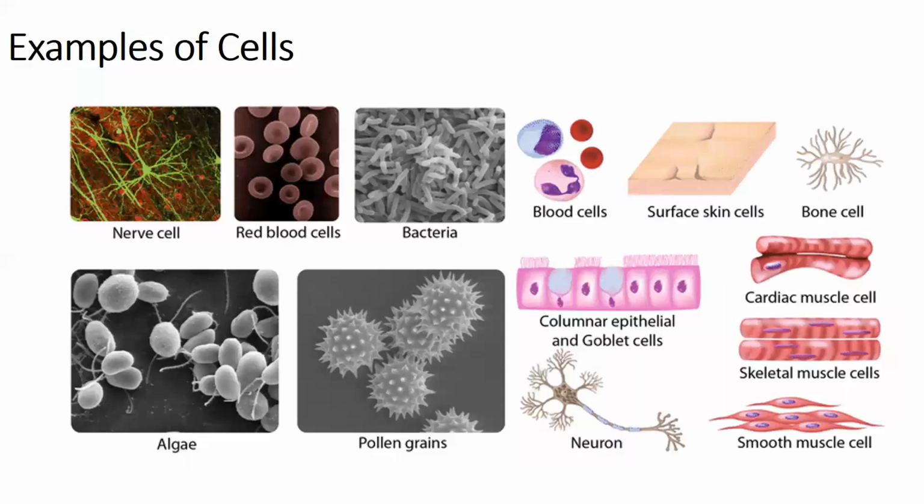So there are several different kinds of cells in different organisms based upon structure and function. We can say, for example, nerve cells, red blood cells, bacterial cells, algae, pollen cells in plants, and there are some other types of cells. In plants as well, there are several different types of cells that perform various functions.